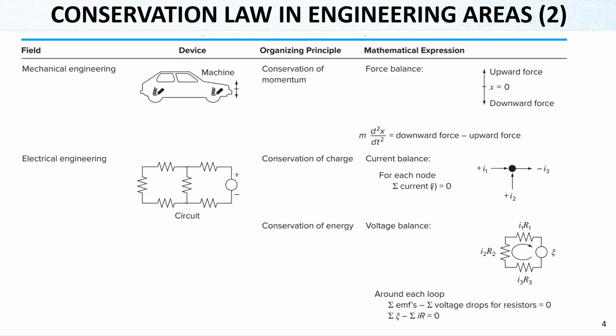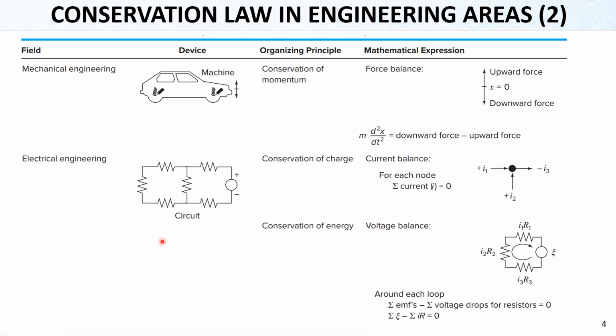And in this slide, there is also a mechanical engineering application. For example, for a machine, let's say an automotive suspension system, we can use the conservation of momentum and again the force balance. The upward force and downward force are equivalent to each other if there is a force balance and the change is zero. And if there is a change, then the difference of the forces gives this equation, m times a, where a is actually the second derivative of the position x, which gives the acceleration. So F equals m times a over here.